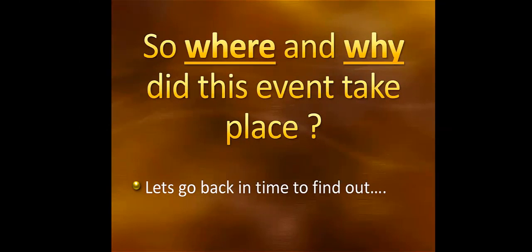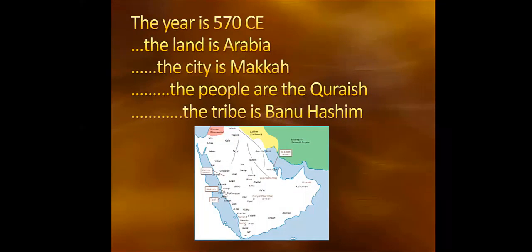So where and why did this event take place? Let's go back in time to find out. The year is 570 CE. The land is Arabia. The city is Mecca. The people are the Quraysh. And the tribe is Banu Hashim.